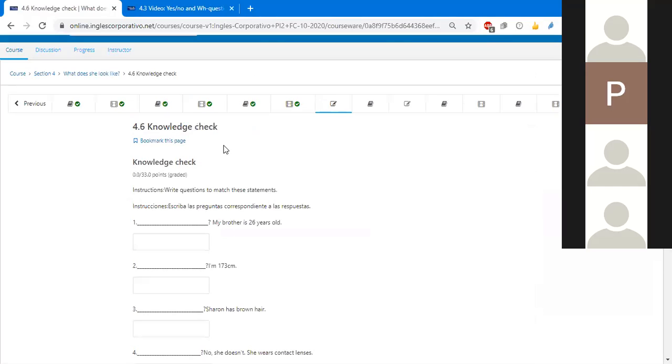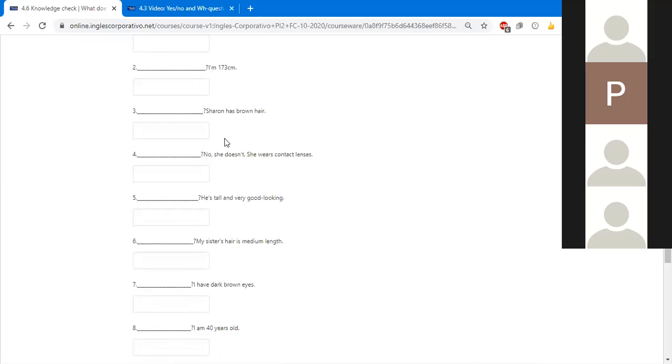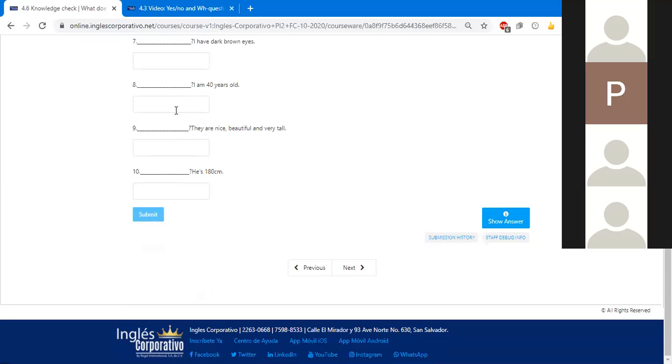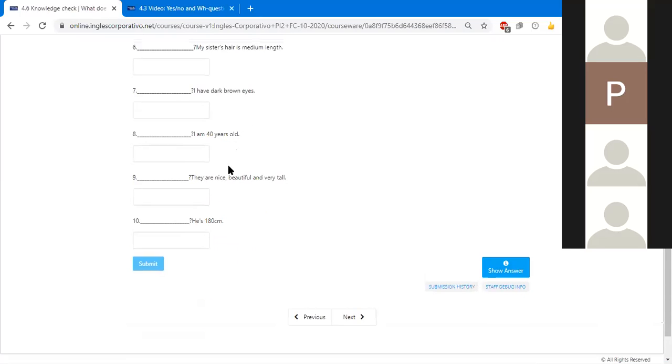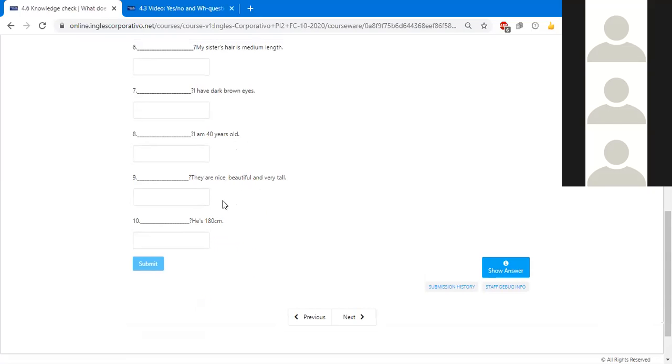Okay, here. What was this one? Number nine. They are nice, beautiful, and very, very tall. What do they look like? Okay, because it's a general question. So this is the physical appearance. And the last one, he is 180 centimeters tall. What is the question?